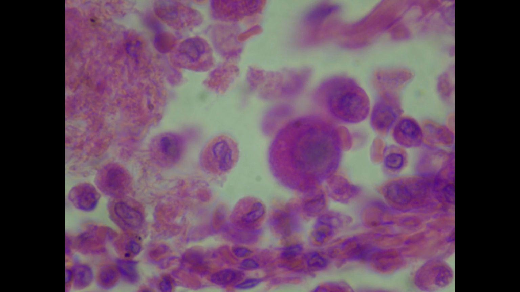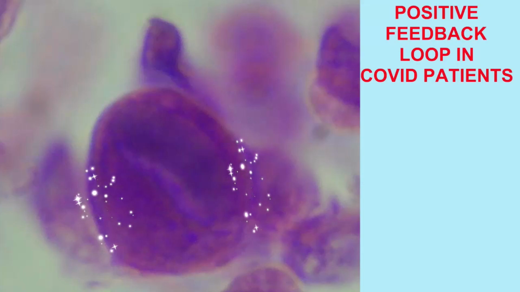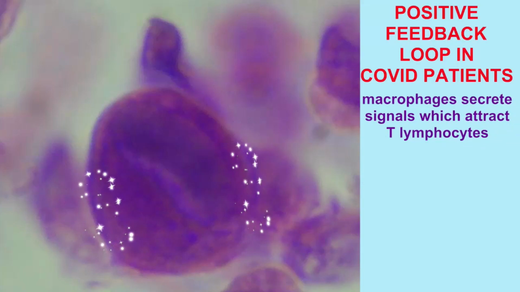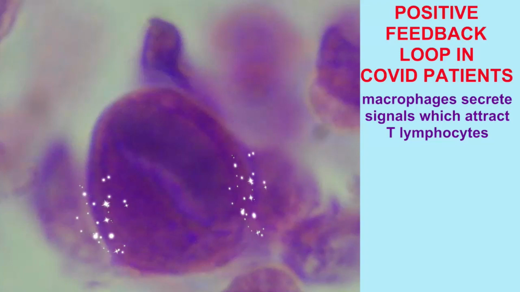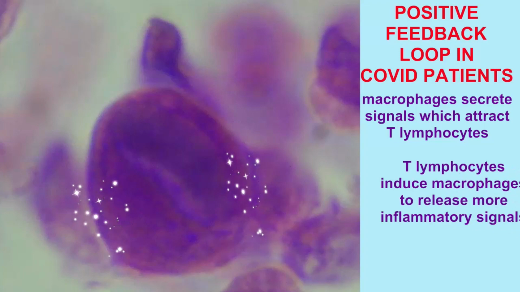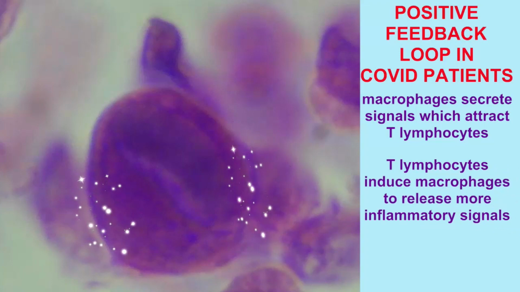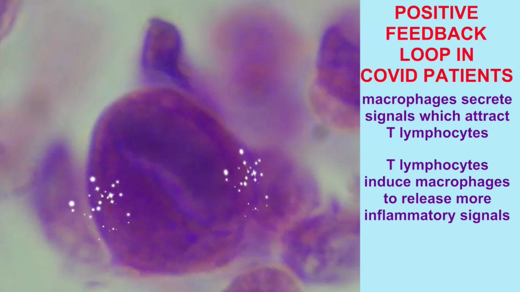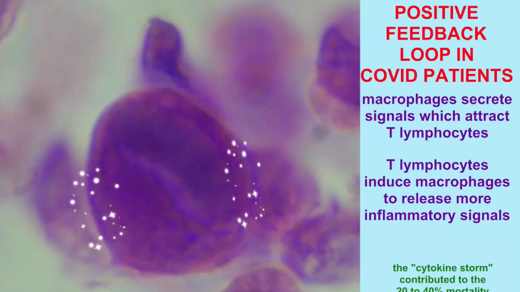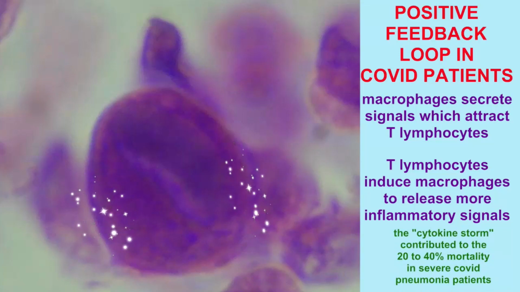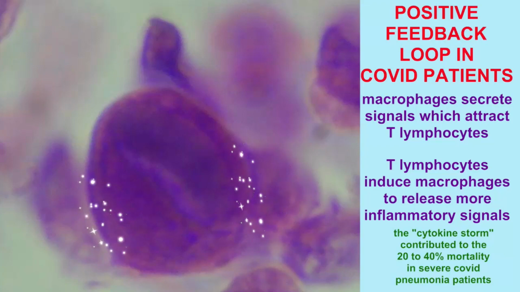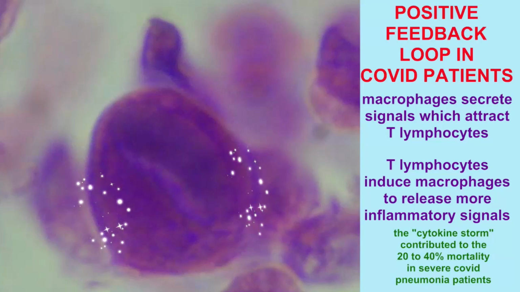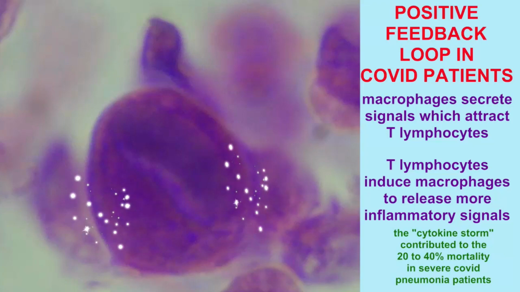It was observed in some COVID patients that a positive feedback loop could become life-threatening, in which macrophages secreted signals which attracted T lymphocytes, and then T lymphocytes in the lungs induced macrophages to release even more inflammatory signals and enhance the inflammation response. The so-called cytokine storm, cytokines once again being local hormones including inflammatory hormones, contributed to the 20 to 40% mortality observed in those who had severe cases of pneumonia during COVID infections.